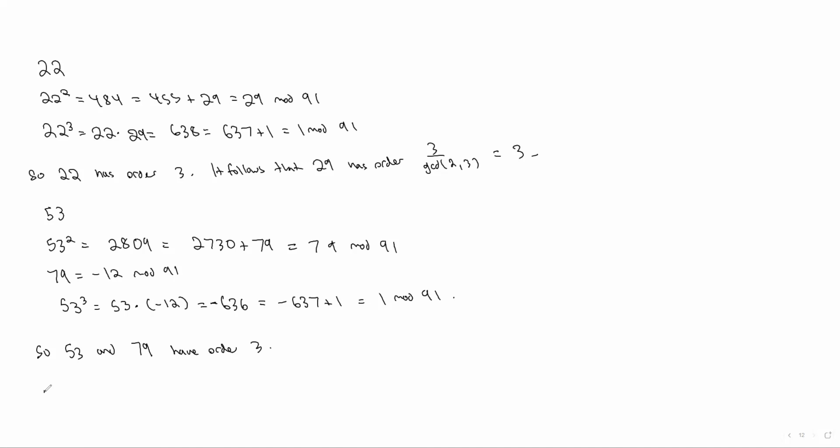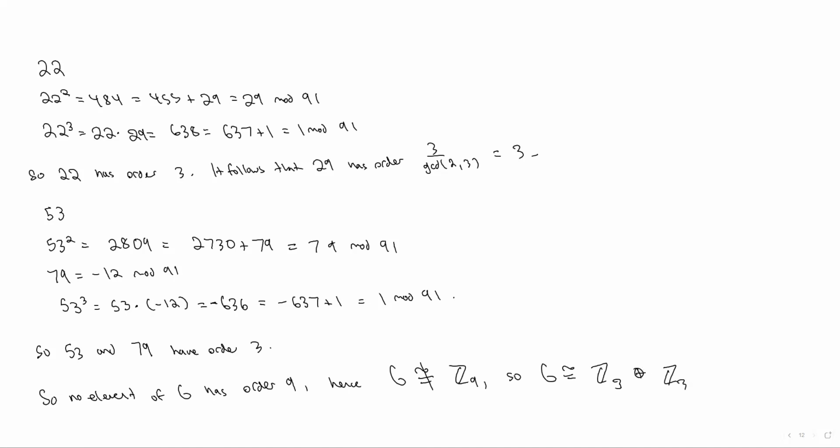Okay, so no element of G has order 9. Hence, G is not isomorphic to Z9. So G is isomorphic to Z3 plus Z3. But if we use the algorithm, we can actually write it as an internal direct product. So first, what is the maximal prime power order in G?